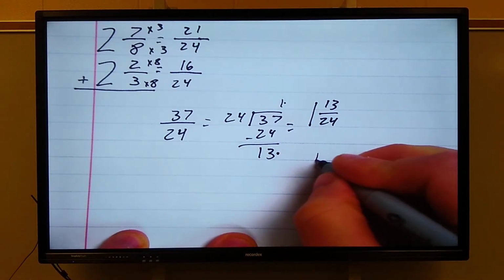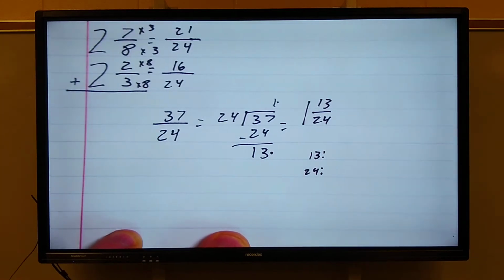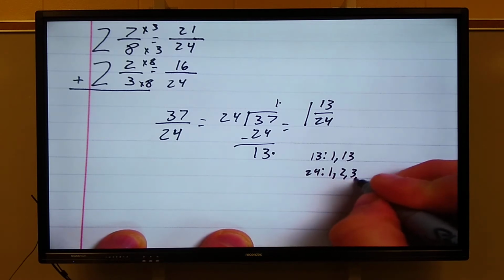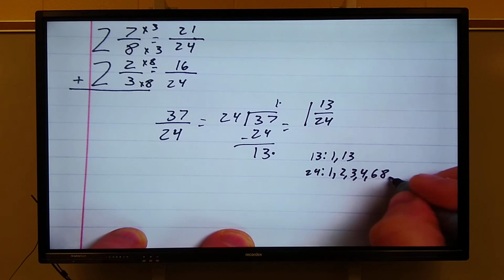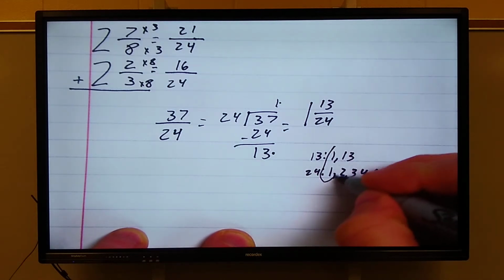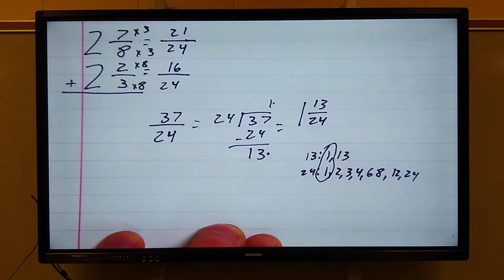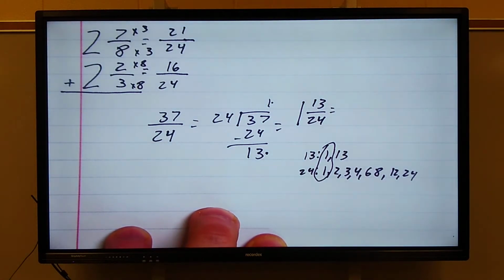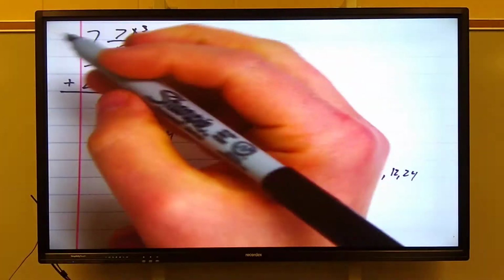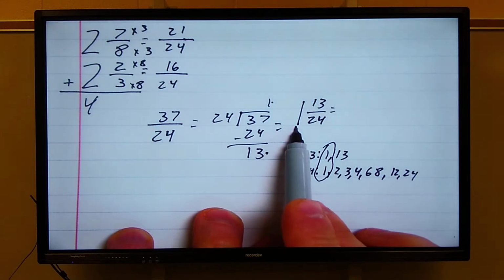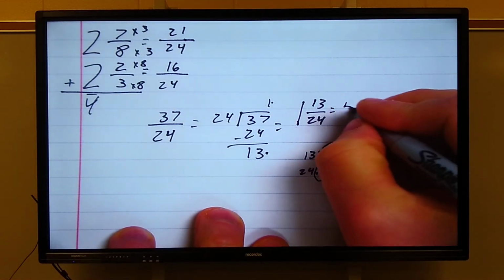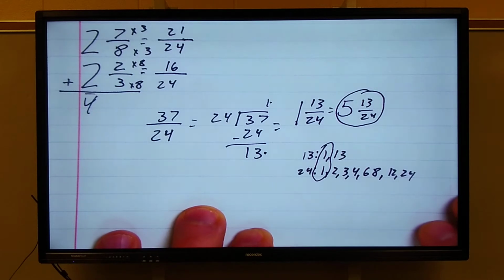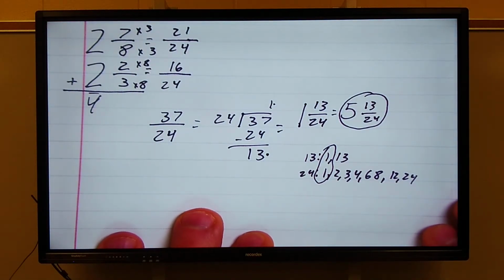You got to find the factors of 13 and 24. The factors of 13 are 1 and 13. The factors of 24 are 1, 2, 3, 4, 6, 8, 12, 24. They only have 1 as the common factor. So yes, it is in simplest form. Now the last thing I must do, I have to add all the whole numbers. 2 plus 2 is 4, but I also have this whole number here. 4 plus 1 is 5, and then put the fraction with it. 5 and 13/24 is the final answer.